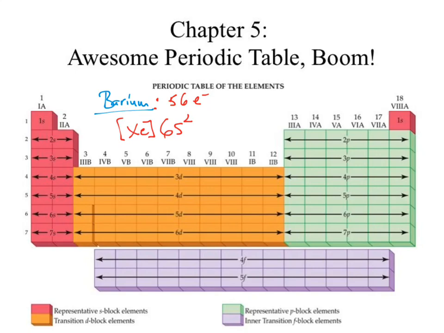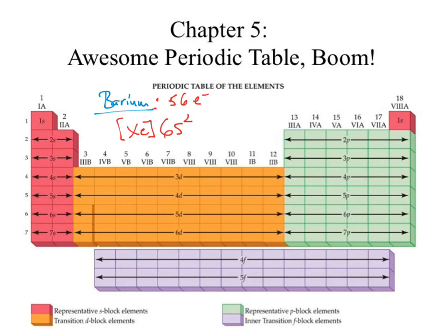How many electrons fit into the p orbitals? 6. How many columns do we have in our p section? 1, 2, 3, 4, 5, 6. Okay. Within each of those sections of the periodic table, we're filling that orbital type.